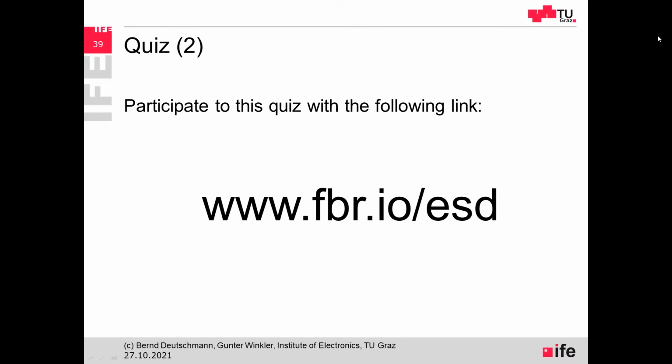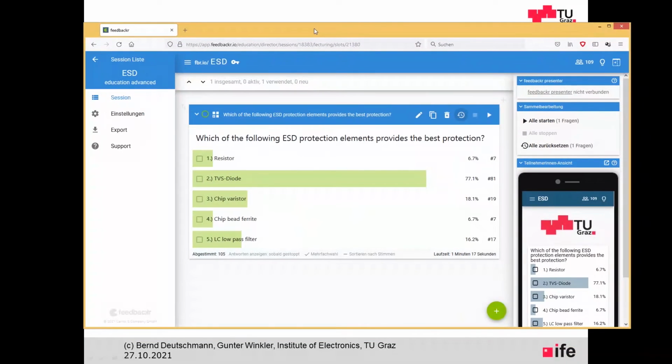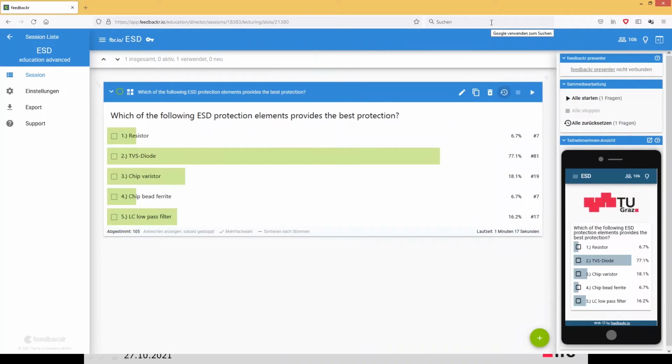So I have to switch to another screen. So if everything works out well, then you should be able to see the outcome of the survey. So the clear winner in this game is the TBS diode array. Then it's very close. We have the chip varistor on number 2 and number 5, the LC low pass filter. And believe me, this is absolutely correct.